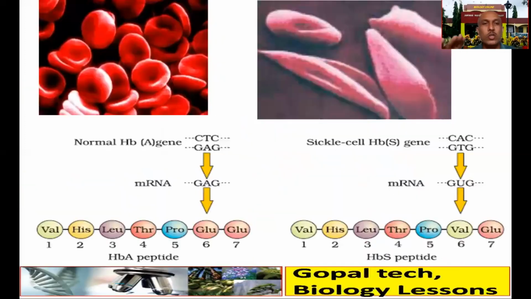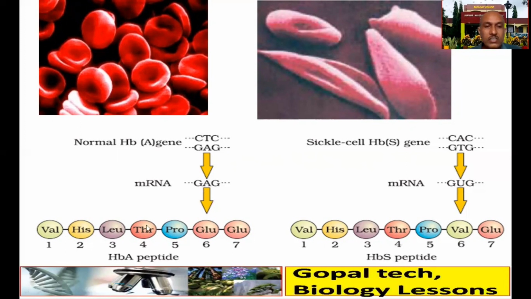Okay, so how does this happen? If you see here, this is a normal RBC. Why is the RBC normal? Because of the normal hemoglobin gene, and the sequence is CTC in DNA, GAG in mRNA, which we will study in detail in the next chapter, molecular basis of inheritance. How this comes, we will study that.